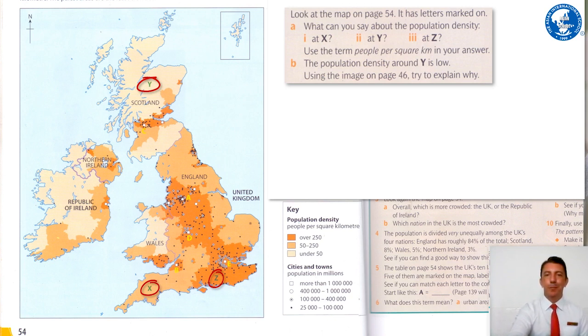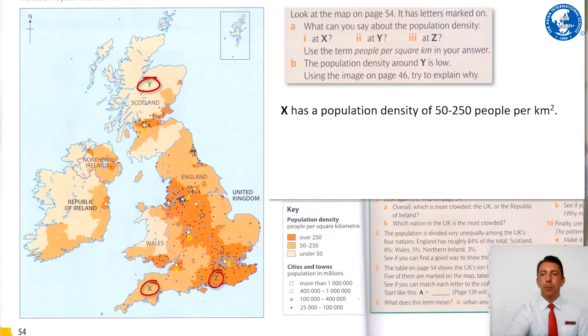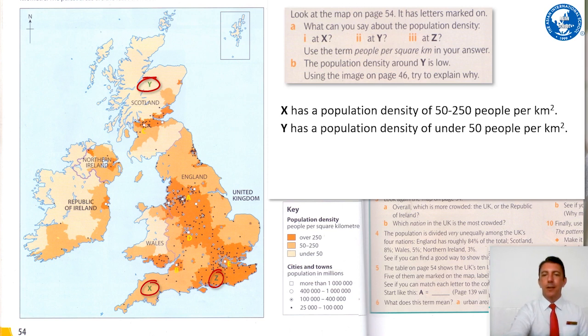Okay, have you finished? So X has a population density of 50 to 250 people per square kilometre. Y has a population density of under 50 people per square kilometre. And Z has a population density of over 250 people per square kilometre.